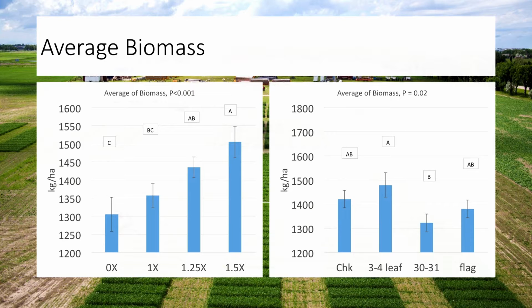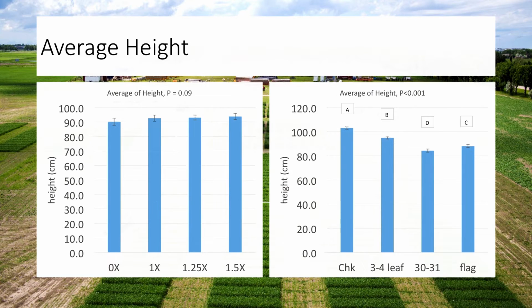When we took biomass, we went out there, we cut the entire plant above ground, did a couple meter sections, so there probably wasn't enough difference in that case to really show, but we can see the trend numerically. But it does show up when we look at the average height.